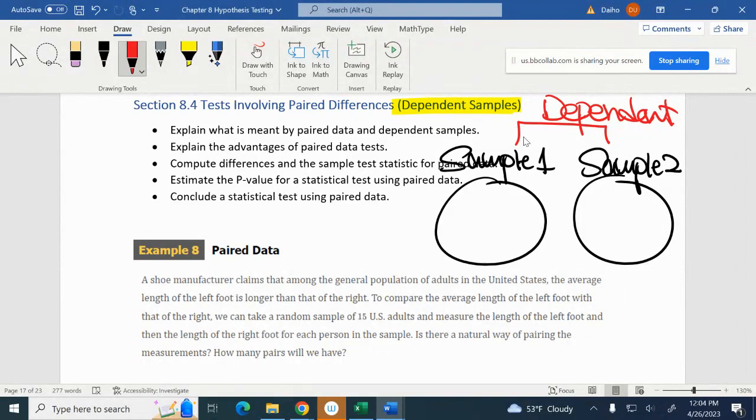A shoe company claims the average length of the left foot is bigger than the right. What do you think? Do you believe it? It's very interesting. The left one is longer than the right one. My shoe size is 8, and the left one is 8. But I mean the foot, not the shoe size. They claim the left one is a little bit bigger.